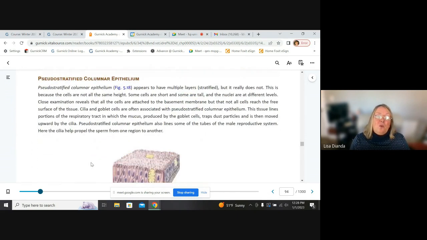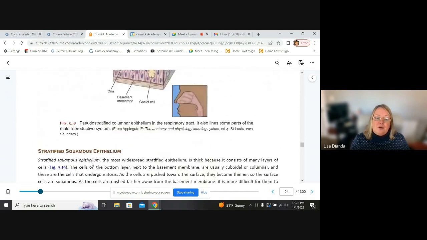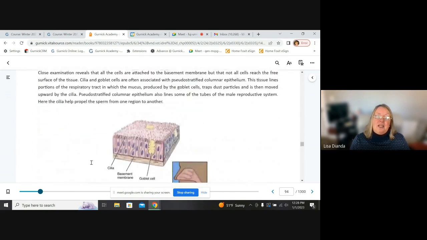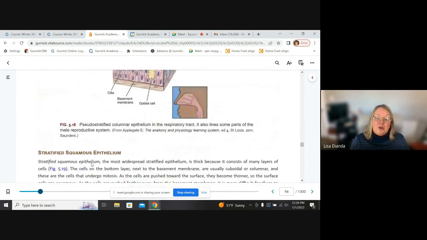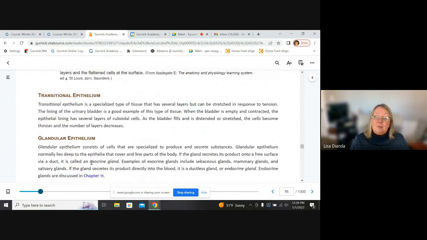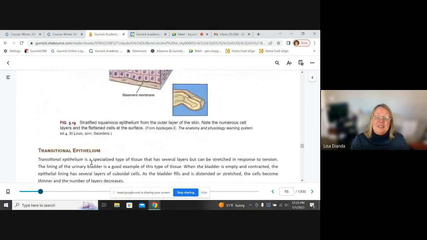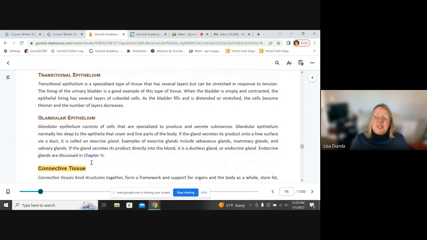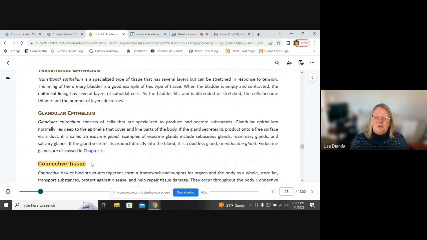Okay, different ways that cells can be grouped together, right? Stratified, columnar. I want you to read through each of these. I just want you to see the difference. Transitional epithelium. All of this is skin. Different types of skin, right? It's all the integumentary system.